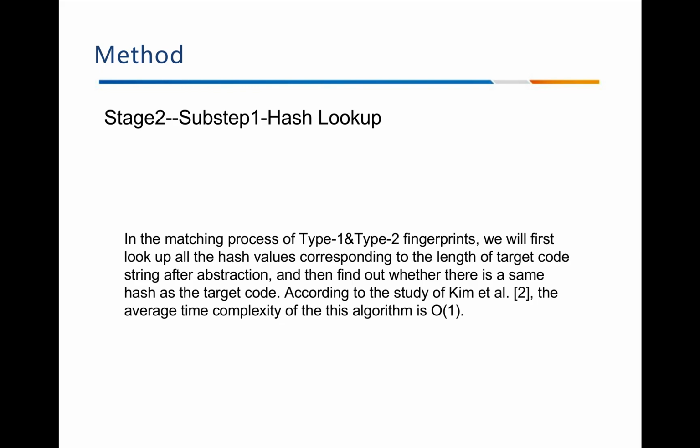The sub-step 1 in stage 2 is hash lookup. We need to look up all the hash values corresponding to the length of the target code string after abstraction, and then find out whether there is a same hash as the target code in the hash values with a similar length.